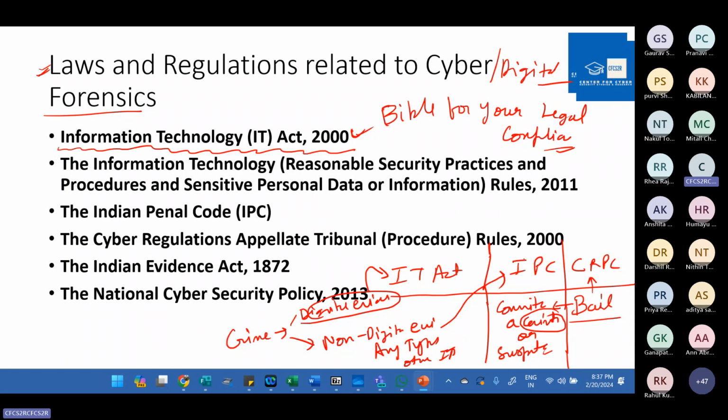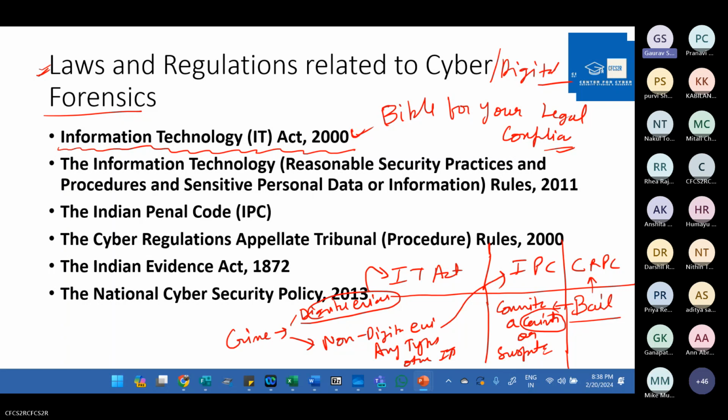Is it fine? It may not be the perfect definition of IPC, but since you are non-legal students, I tried to explain it in the simplest words. Is it fine, Gaurav? Yes, sir. Okay. Somebody is saying something.